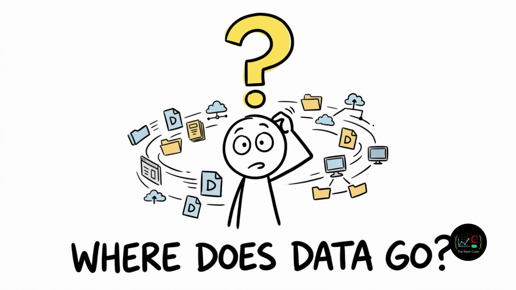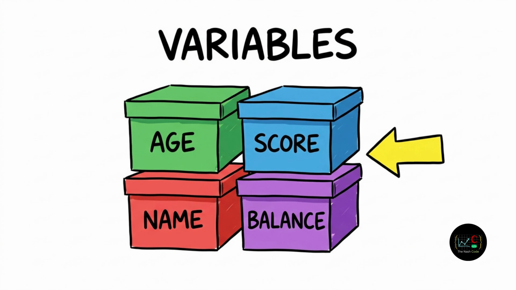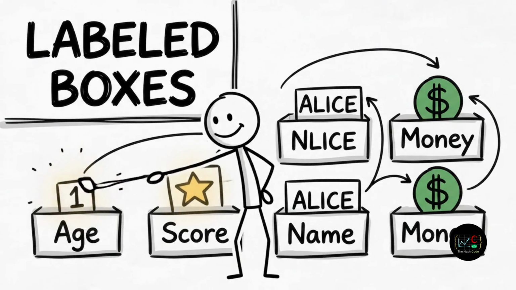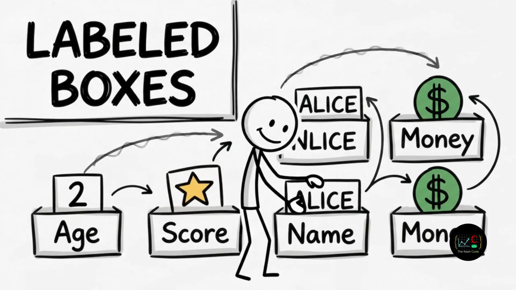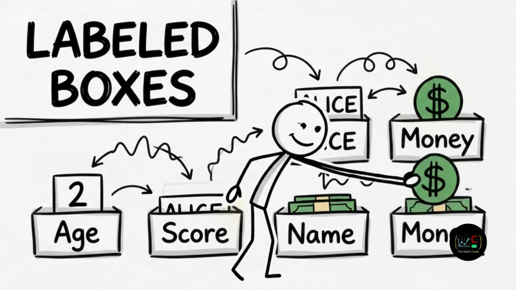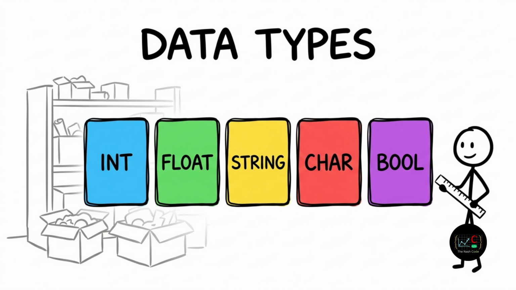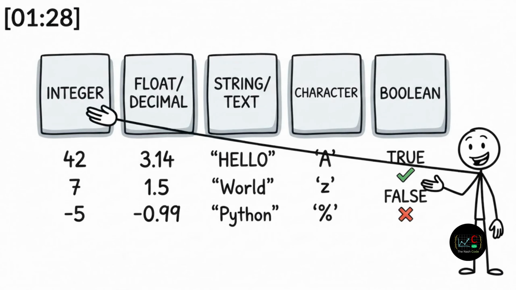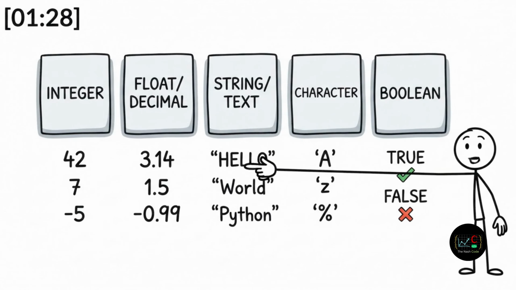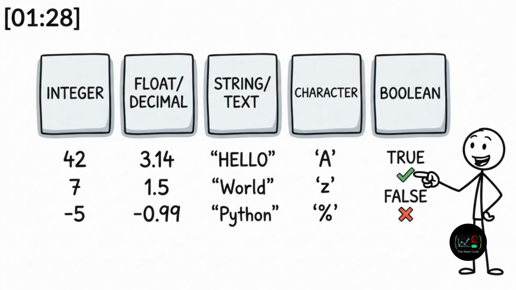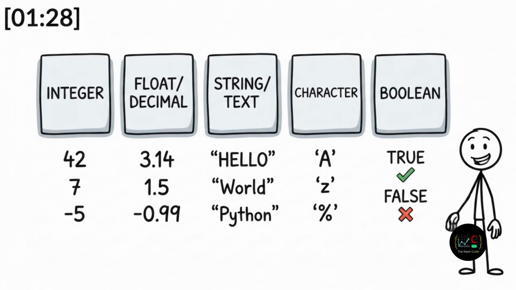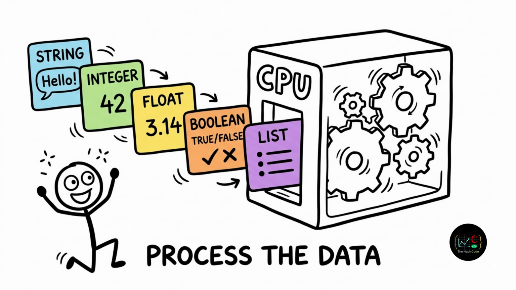But where does the information go? Into variables. Think of variables as labeled boxes that store data. A box for your age, a box for your score, a box for your name, a box for your balance. Since not all information is the same, C++ provides different data types. Some store whole numbers, some store decimal numbers, some store text, some store a single character, some store only true or false.